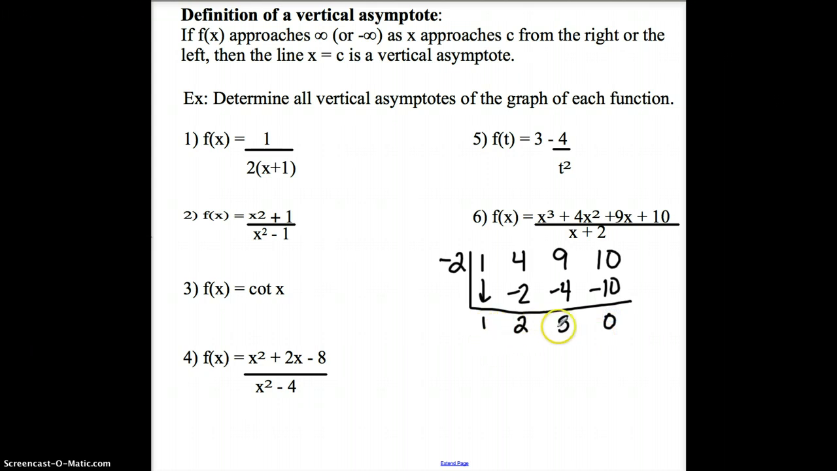That means that there's no remainder, so x minus negative 2, or x plus 2, does go into 1x cubed plus 4x squared plus 9x plus 10. And this is the other factor. So x minus negative 2, or x plus 2, is one factor, and the coefficients are what's left here: 1x squared plus 2x plus 5. So that's how the top factors, and then we have x plus 2 in the bottom.